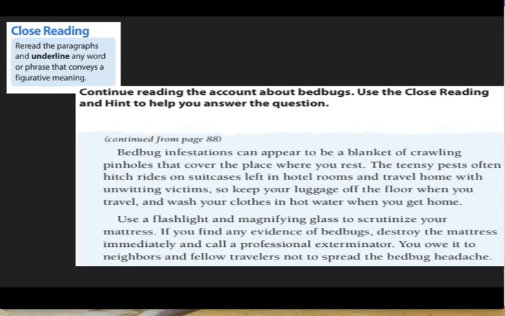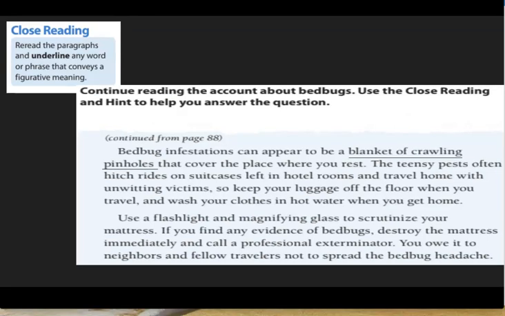Bedbug infestations can appear to be a blanket of crawling pinholes that cover the place where you rest. The teensy pests often hitch rides on suitcases left in hotel rooms and travel home with unwitting victims. So keep your luggage off the floor when you travel and wash your clothes in hot water when you get home. Use a flashlight and magnifying glass to scrutinize your mattress. If you find any evidence of bed bugs, destroy the mattress immediately and call a professional exterminator. You owe it to neighbors and fellow travelers not to spread the bed bug headache.